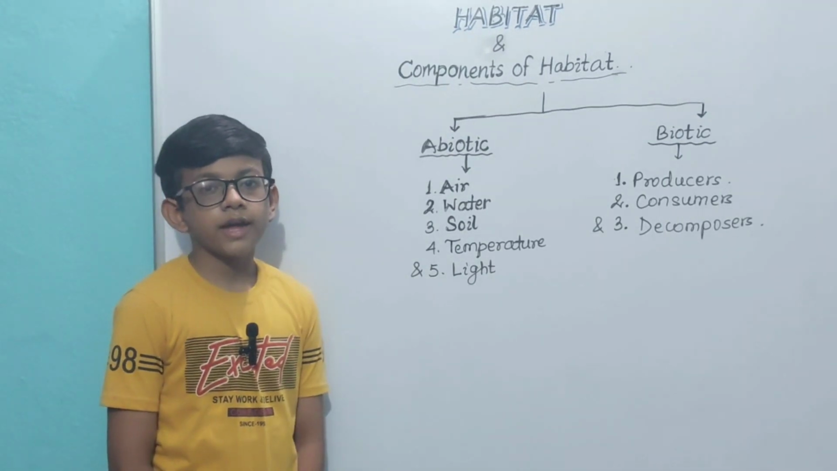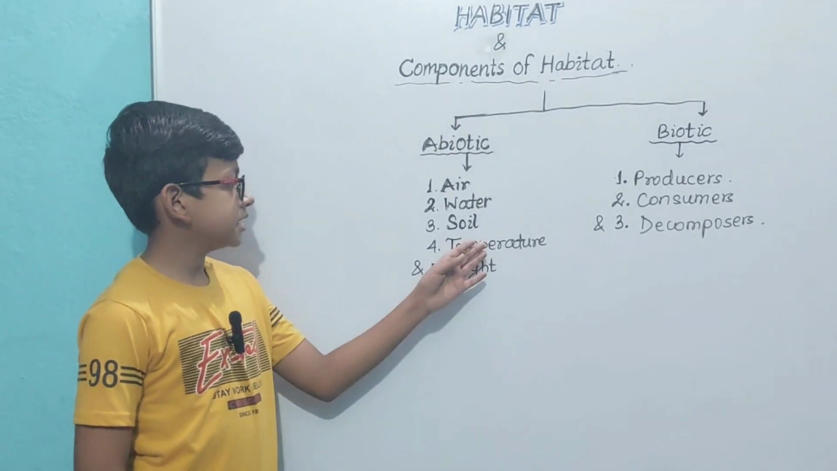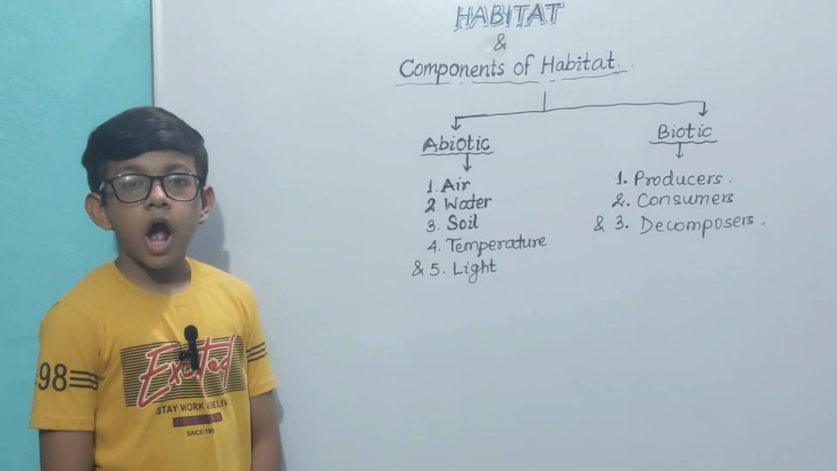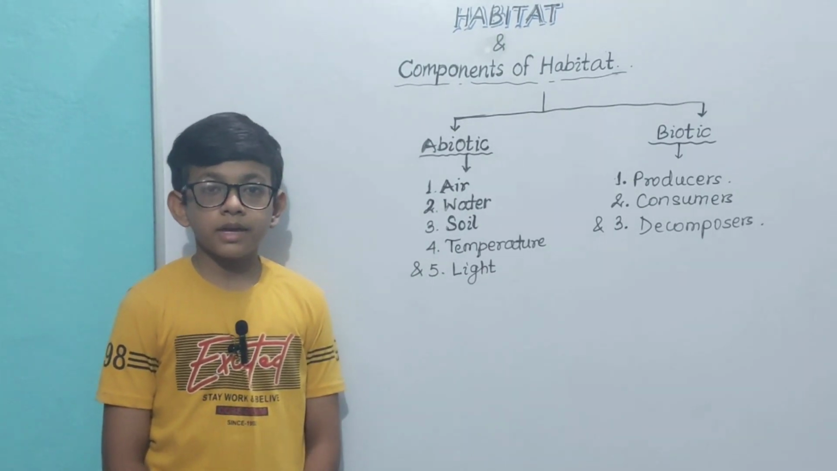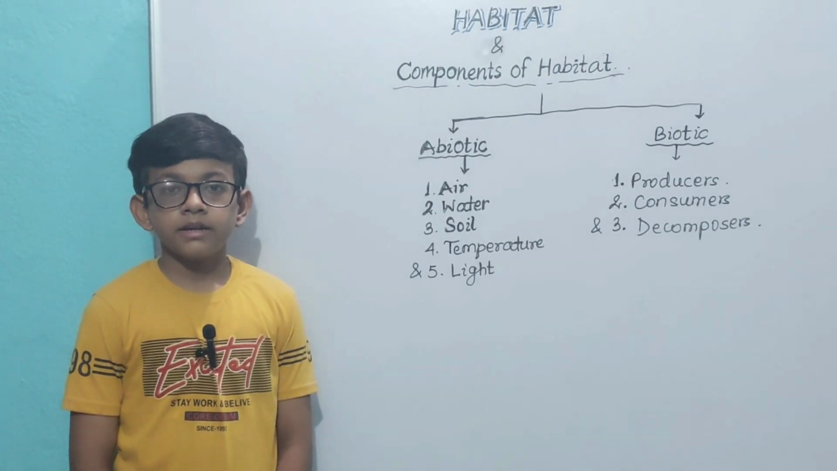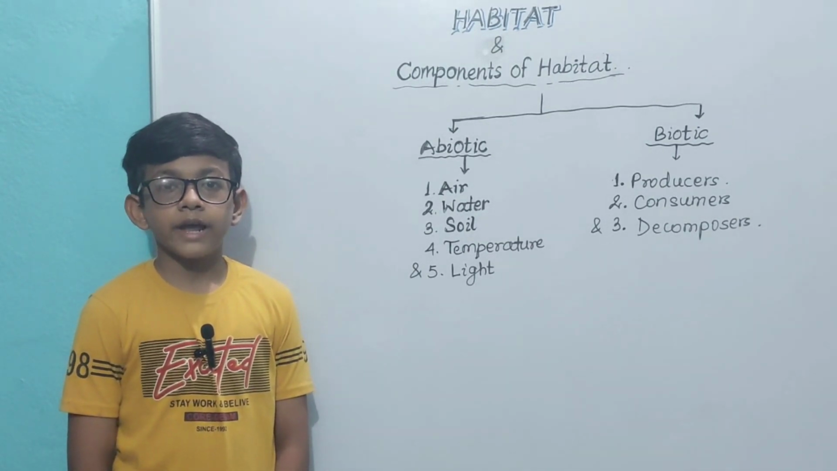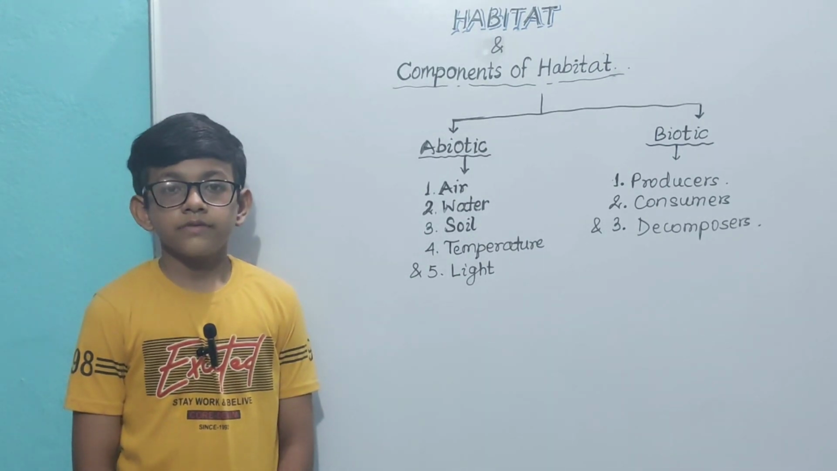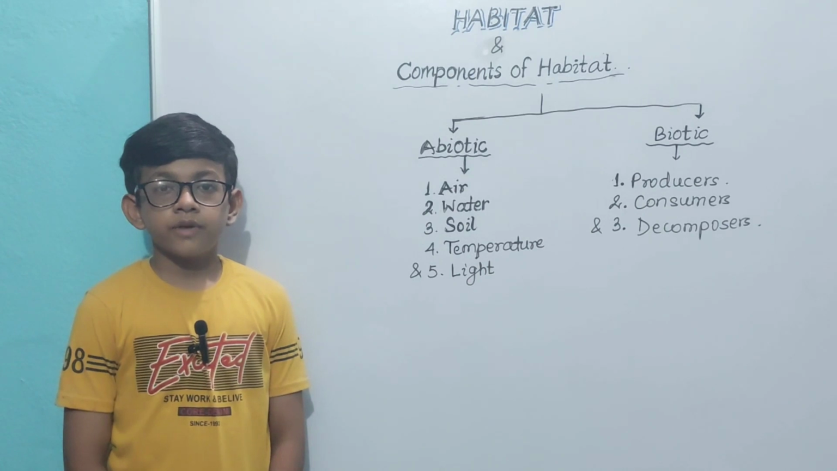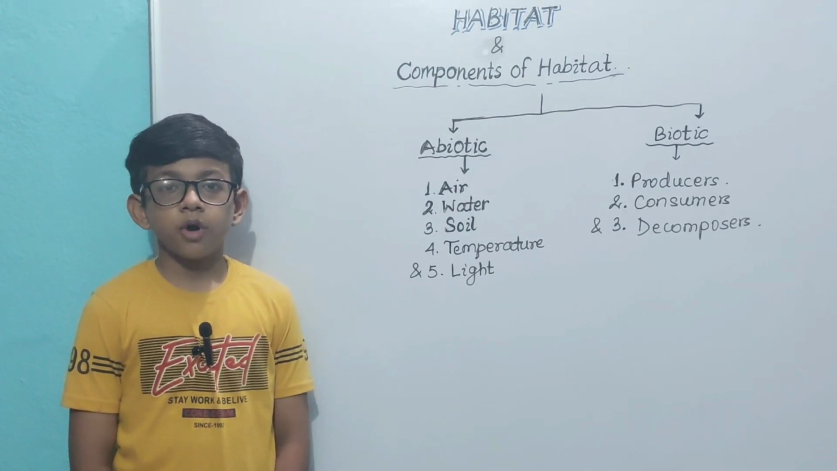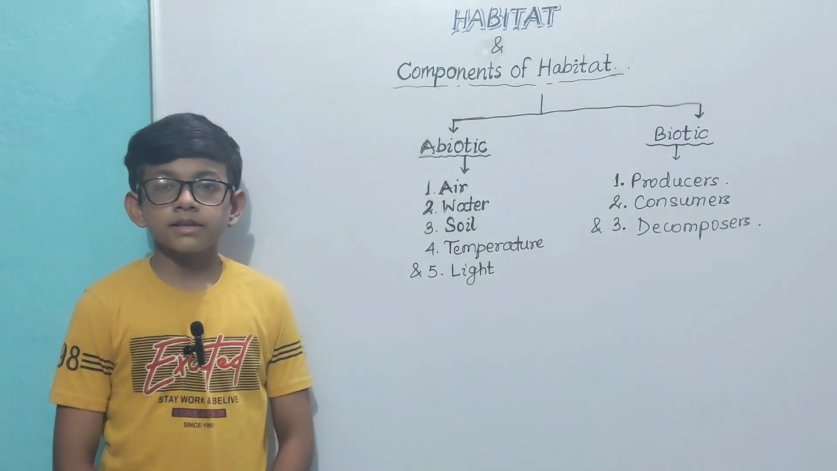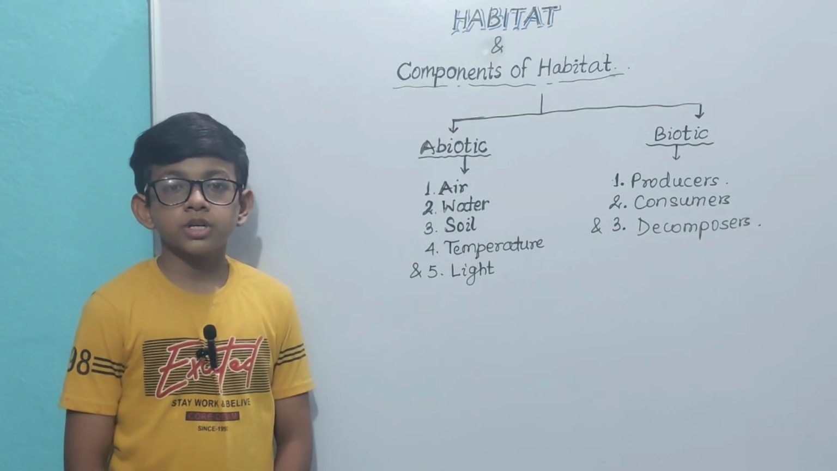Now let's move to our next abiotic component, which is temperature. Temperature is a measurement that tells us how hot or cold something is. Earth is the only planet with a suitable temperature for life to exist. Even on Earth, temperature is different in different parts of Earth. Temperature affects feeding, reproduction, etc. of organisms.